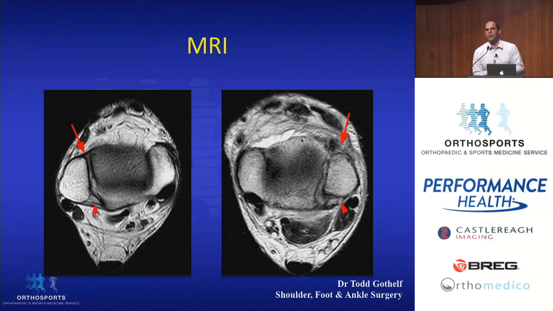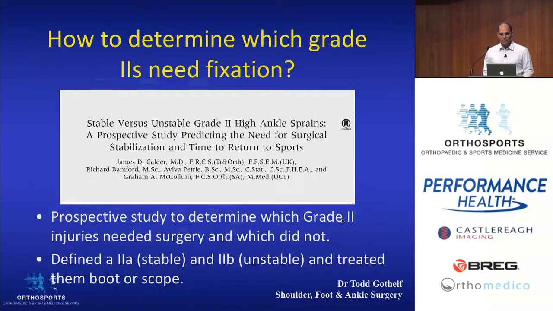MRI is also quite helpful to look at the syndesmosis. In these images, you can see on the left side, the AITFL ligament is intact and the PITFL ligament is intact. And if you look at the MRI here, this shows a rupture of those ligaments. So you can see all the ligaments on an MRI and see which ones are ruptured.